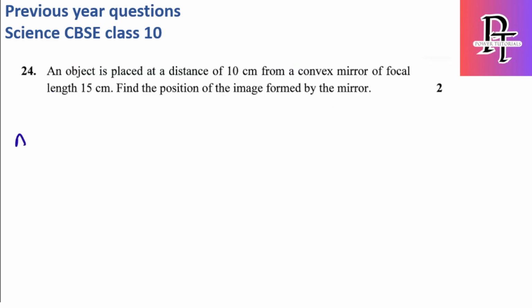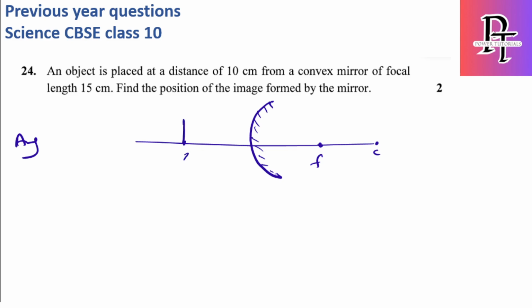Let's see the 24th question. An object is placed at a distance of 10 centimeters from a convex mirror of focal length 15 centimeters. Find the position of the image formed by the mirror. Okay, so this is the convex mirror where the shiny surface will be outside. So this will be the focus and this will be the center. The object is placed here, and this distance is 10 centimeters. The focus is 15. We need to find where the image is created. As per our ray diagram, it should form here, so it should be less than 15.